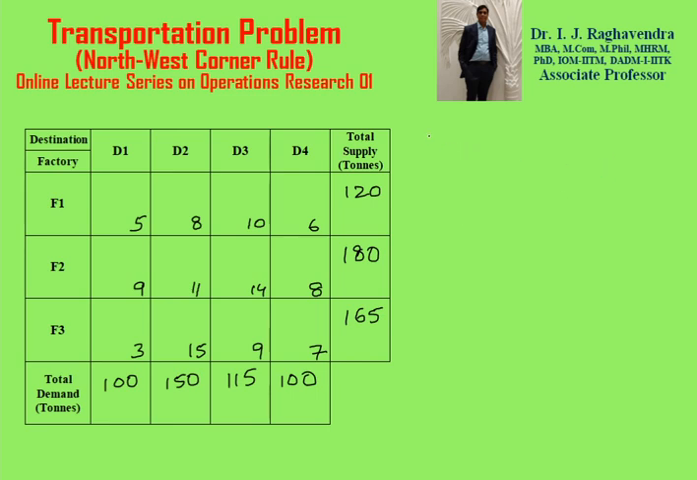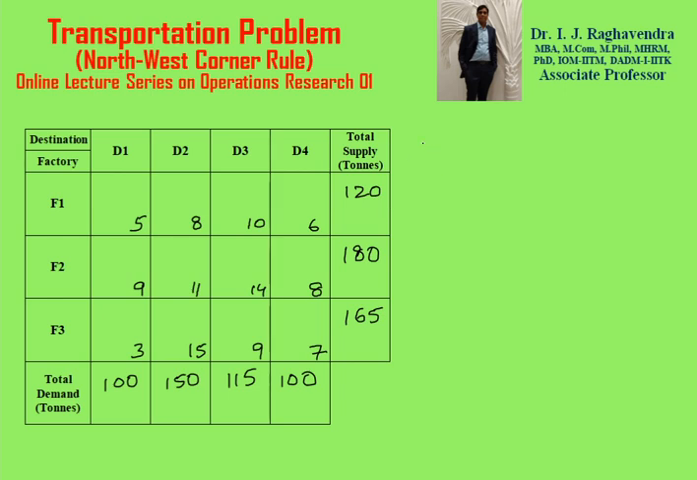And the middle of the table represents the cost matrix. For example, F1 D2 here is 8. So if we supply from factory 1 to destination 2, it costs 8 rupees, that is 8 rupees per kilometer. So if it is 1,000 kilometers, 8 into 1000, that is 8,000 rupees. So these all represent cost factors.